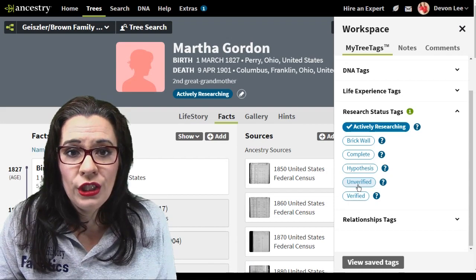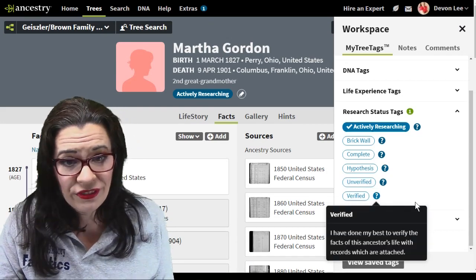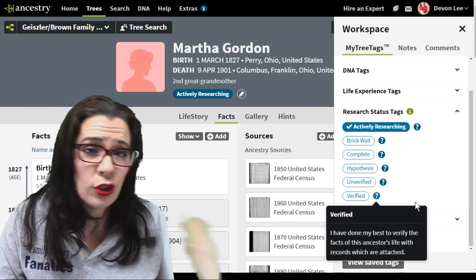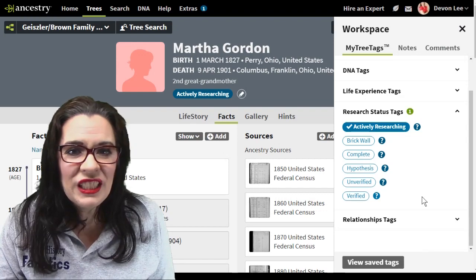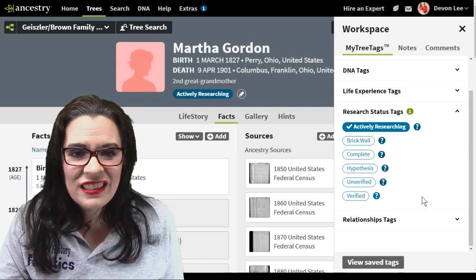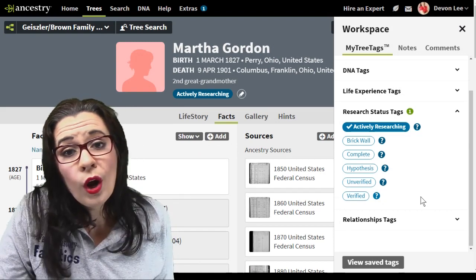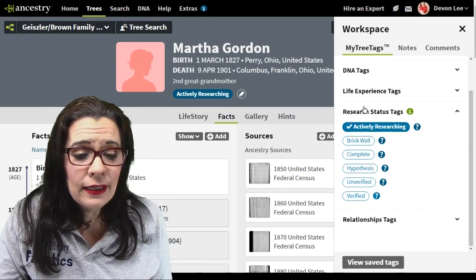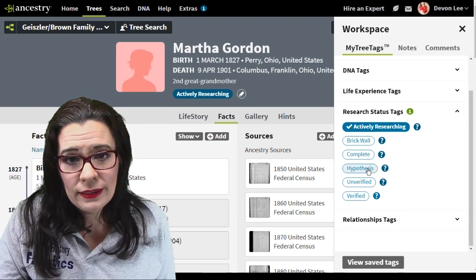So, what's the strategy? The strategy is to try to rely on the definitions that are provided here on Ancestry so that we're all using the tags in the same way. And then maybe we need to use the feedback form to tell Ancestry, you have some terms that are just too similar. The one tag that I really like, in addition to actively researching and brick walls, is hypothesis.